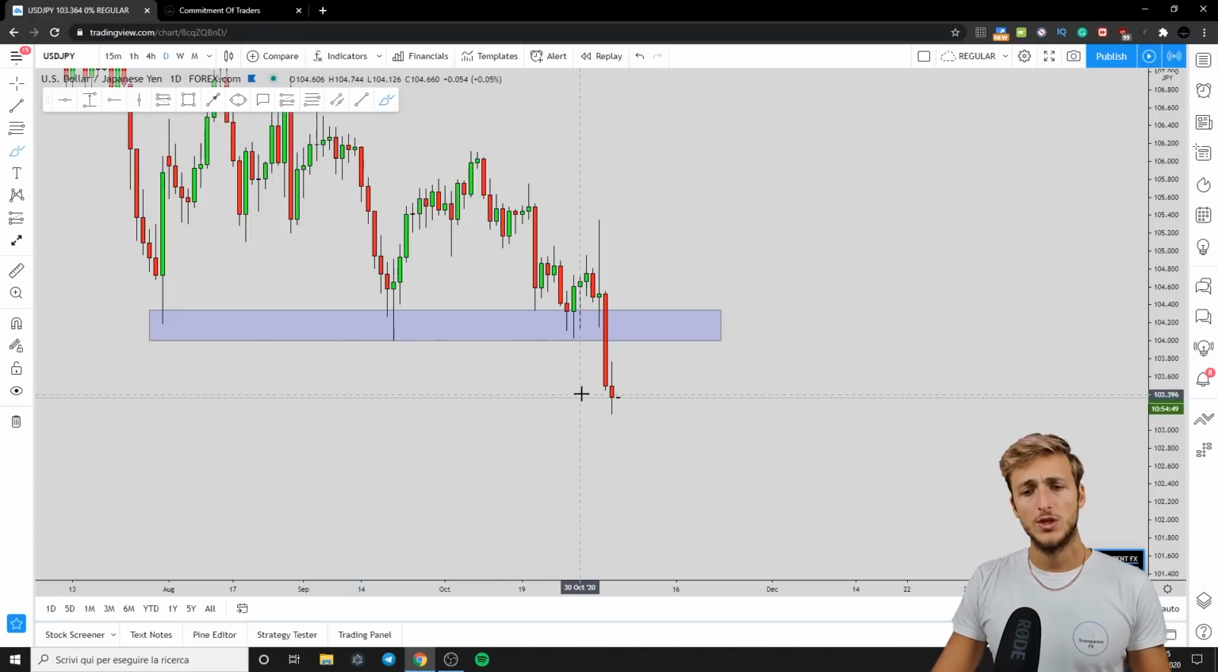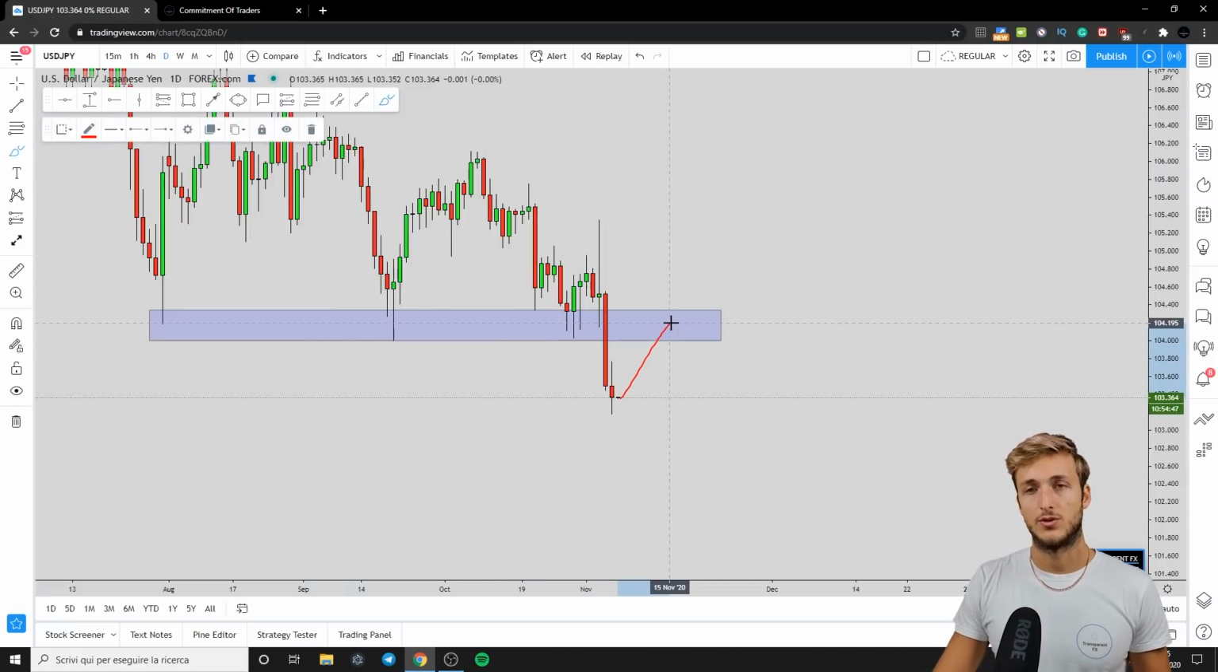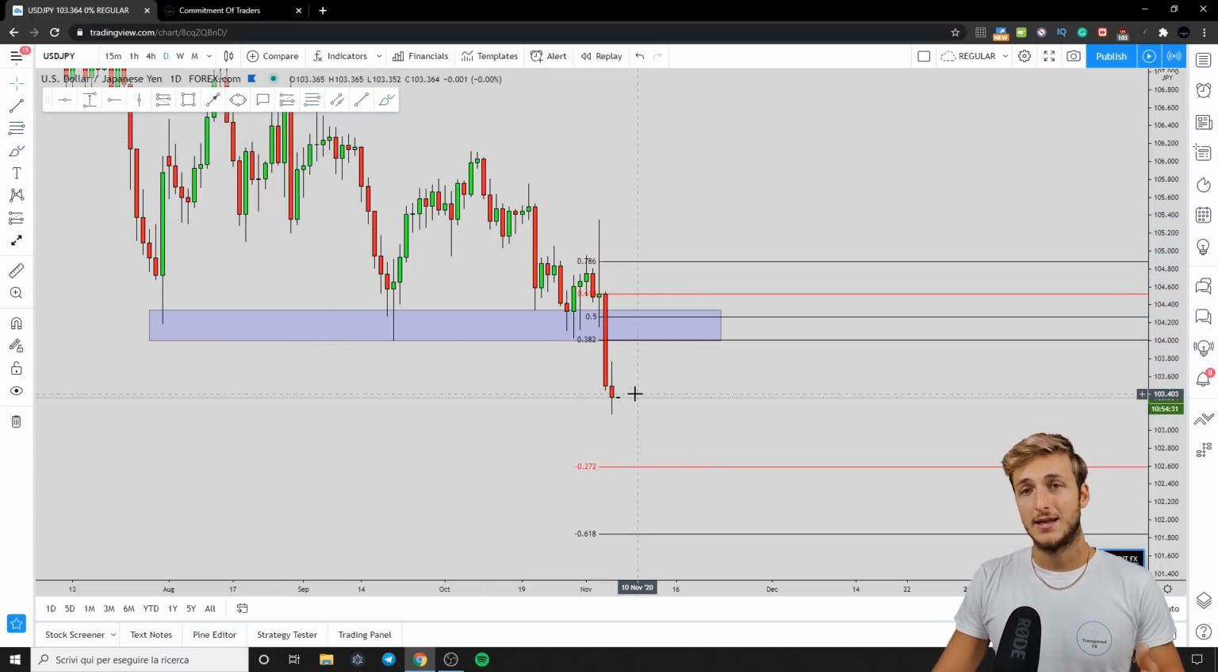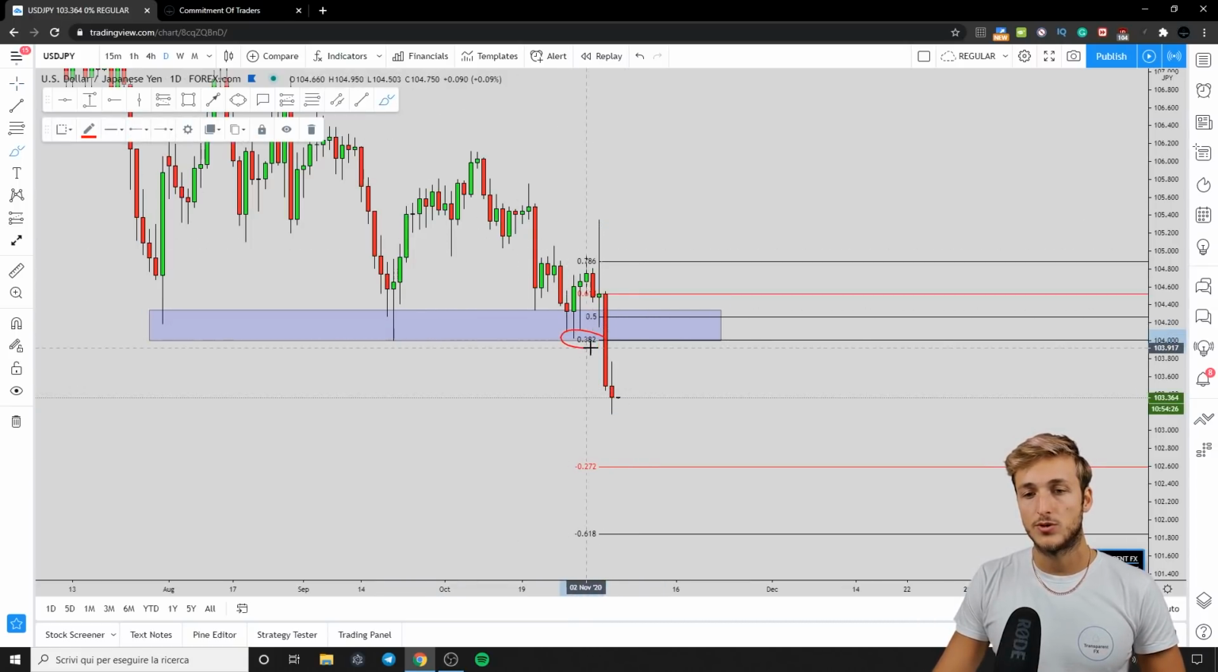Now, we don't know if the retracement to this area will start immediately from here, or if the market will continue to the downside before starting the retracement. That we still don't know. But if the market starts the retracement from here, what we can do is take our Fibonacci from the high to the low of the impulse. Then we can see that the 0.382 is lining up perfectly with the low of this previous support, which is now turned resistance.